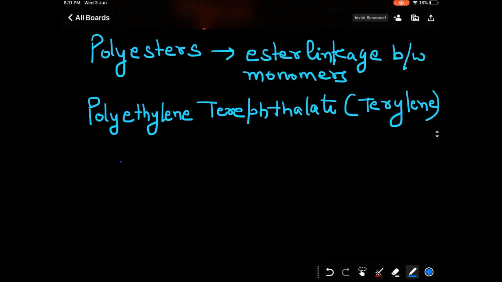So next we discuss polyesters. In Punjabi we also call these polyester. It is a fabric. Here we are discussing polyethylene terephthalate, also known as terylene. The monomers are, here we have an alcohol. Alcohol reacts with the carboxylic acid.